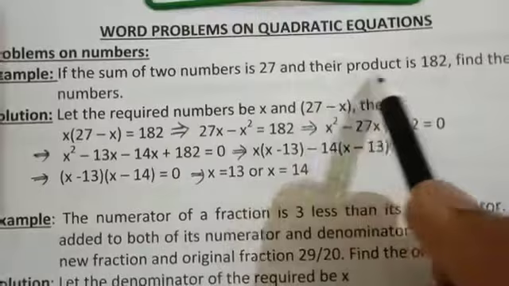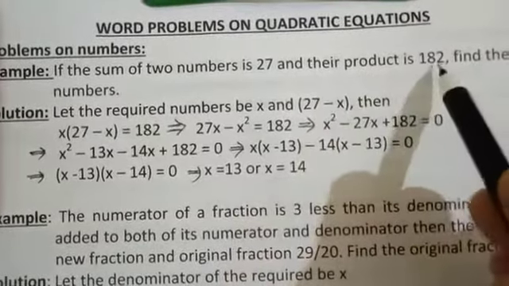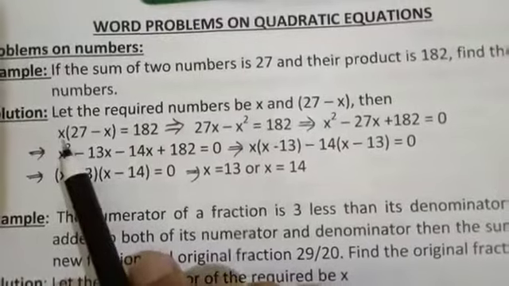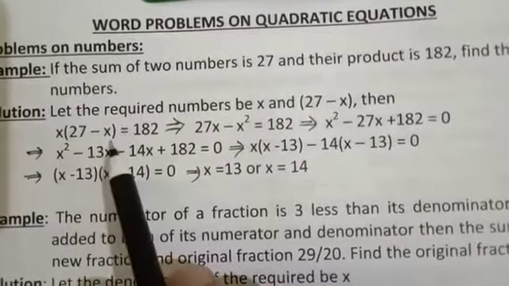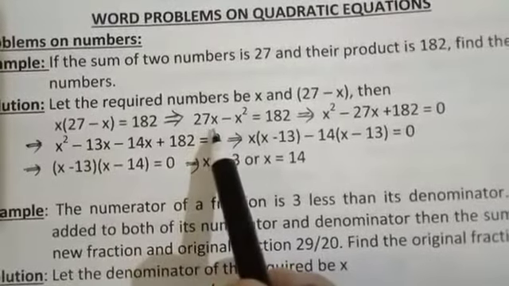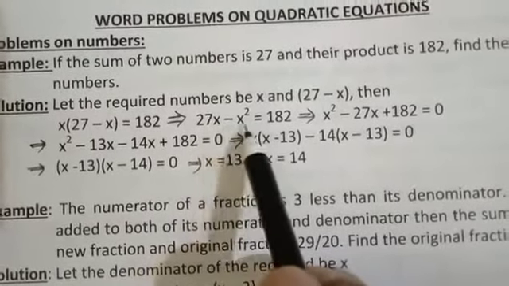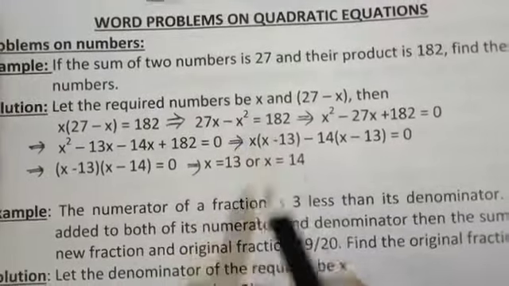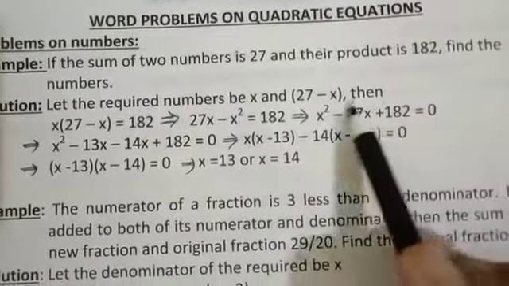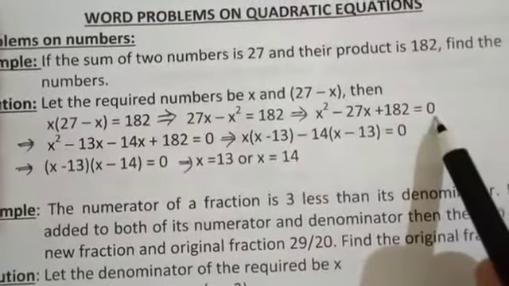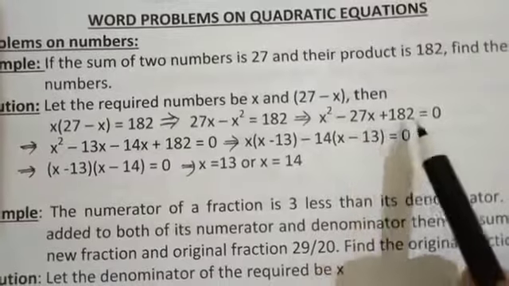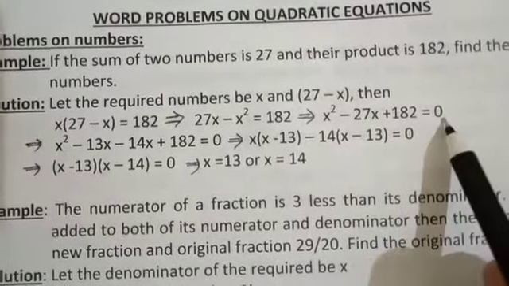Then the second part says that their product is 182. So the product of x and 27 minus x will be 182. When I open the bracket, it gives me 27x minus x square is equal to 182. After this, I rearrange the quadratic equation in standard form, which gives me x square minus 27x plus 182 is equal to 0.